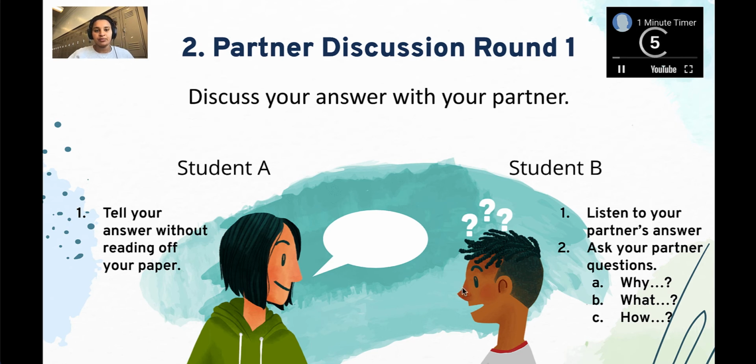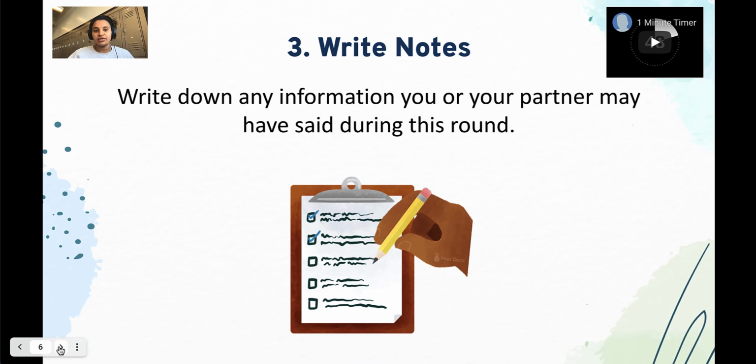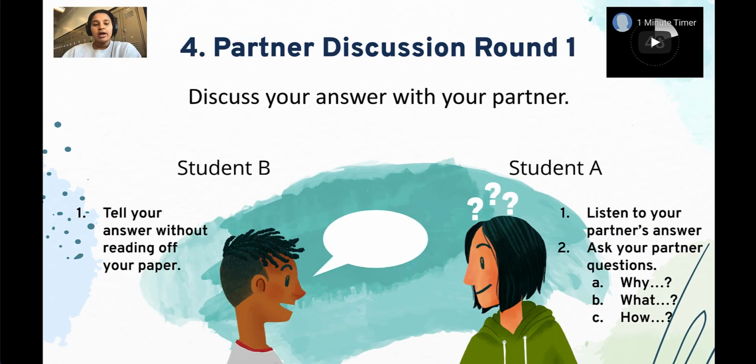Step 3, write notes. You and your partner are going to take notes on the answers and questions that they asked. You're going to use this information to strengthen your answer. After you finish writing your notes, you and your partner are going to switch roles. So now, student B is going to tell student A their answer. Student B, try not to look at your notes. You want to tell student A your answer just from what you remember.